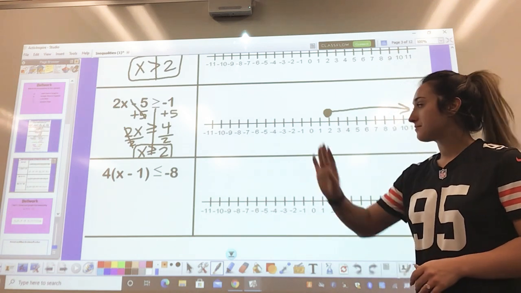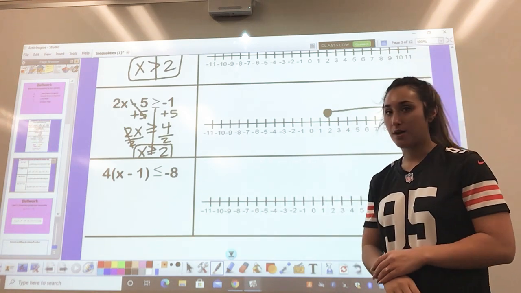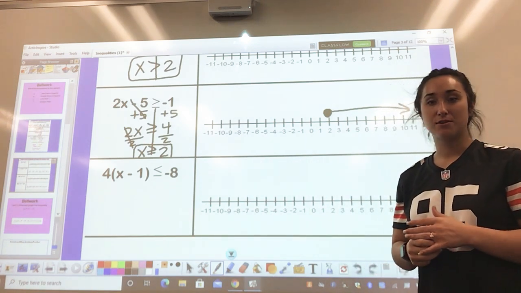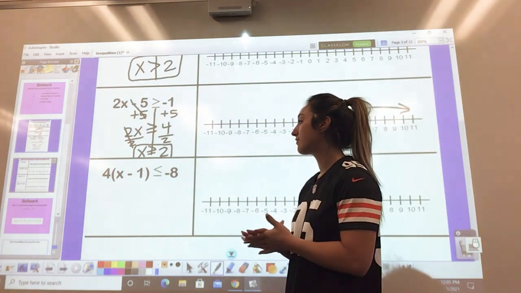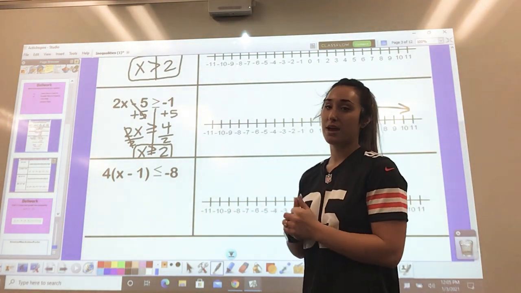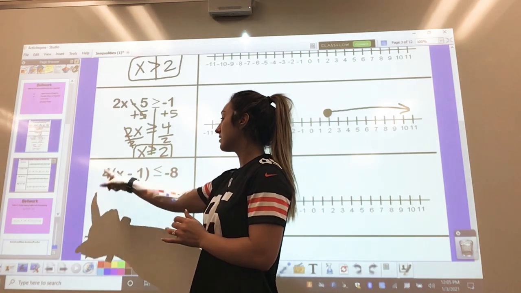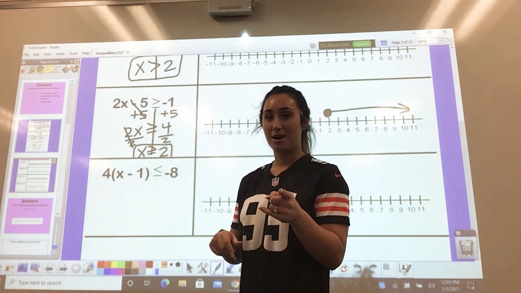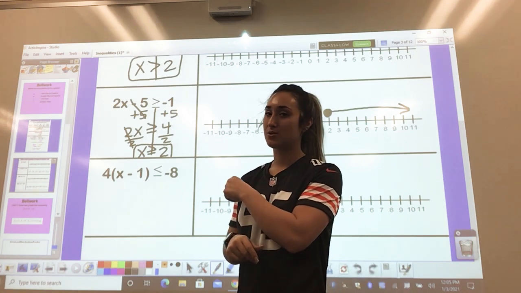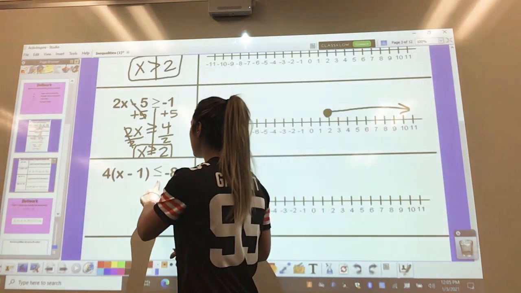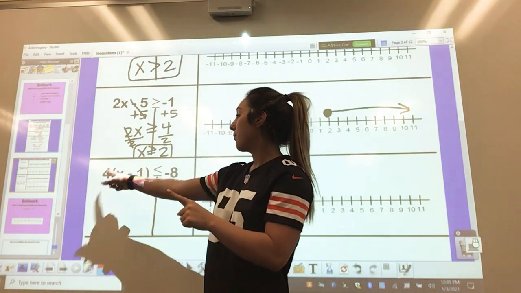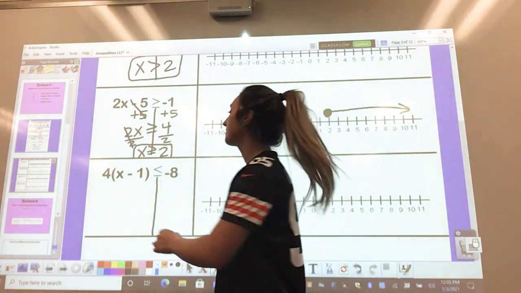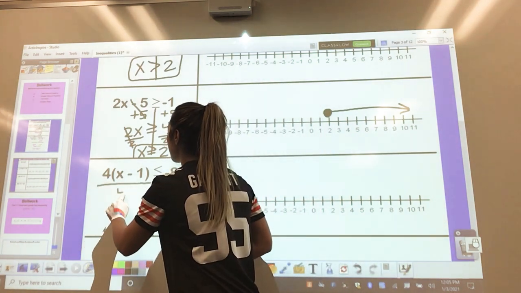All right, our last inequality example is one in factored form. So just like equations in factored form, you can solve it either way. You could distribute this 4, and if that's how you like it, do it that way, and see if you get the same answer that I get when I do it the other way. Because I'm going to use the other method where I get rid of this times 4 by dividing both sides by 4.